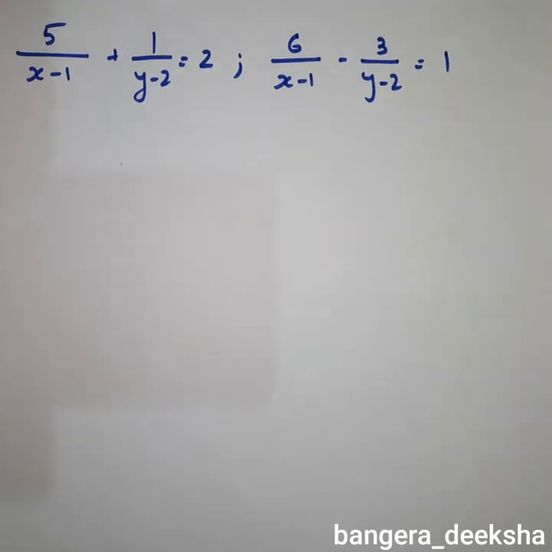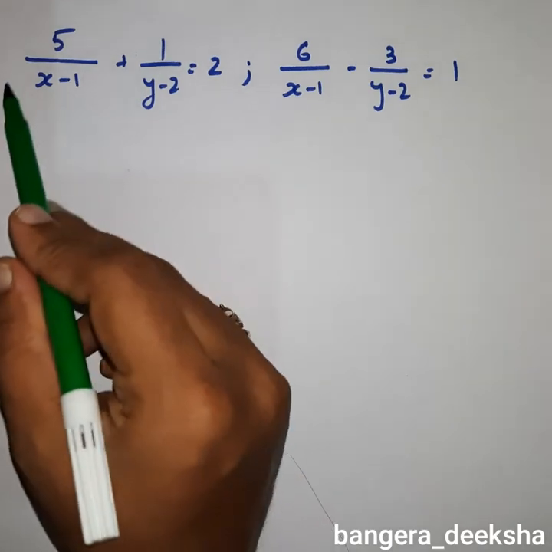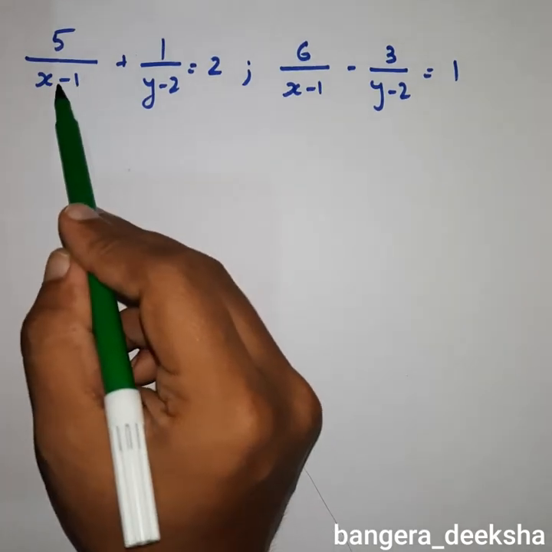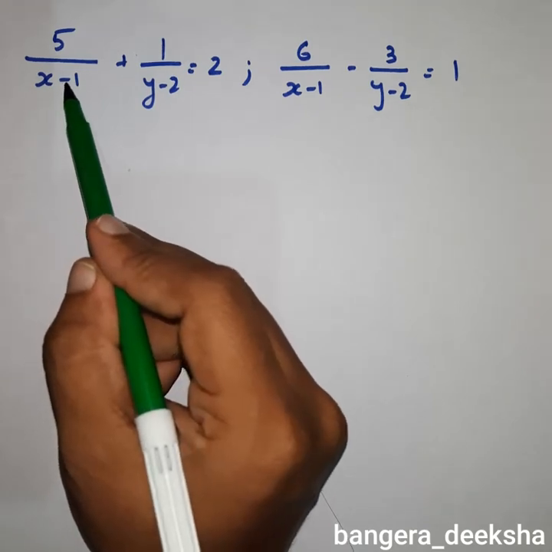That is 5 divided by x minus 1 plus 1 divided by y minus 2 is equal to 2. And the other equation is 6 divided by x minus 1 minus 3 divided by y minus 2. If you see the difference between this equation and the previous equation, in the previous equation, in place of x minus 1, we had only one variable, that was x. Here you have a relation.